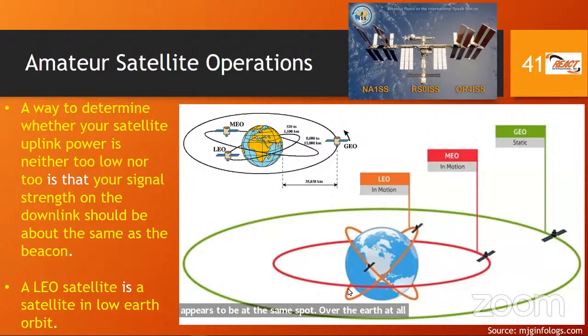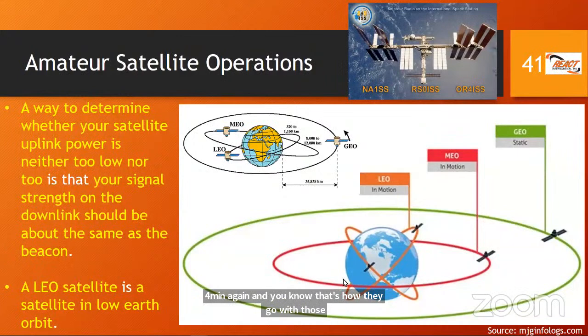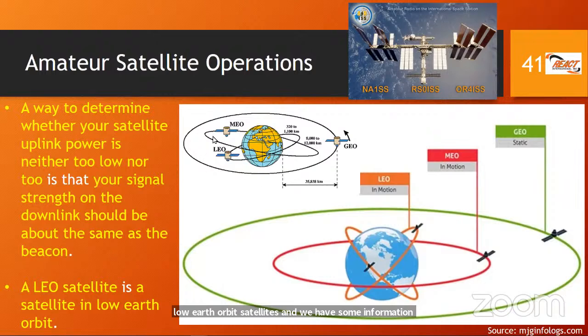All of the other satellites in LEOs, they actually move. So the ISS is always constantly moving relative to the Earth. You will always see it coming overhead for a couple of minutes and then going past the horizon, and maybe several hours later it'll come overhead for about 3-4 minutes again, and that's how they go with those low Earth orbit satellites. And we have some information here as to the difference between LEO, MEO, and GEO, which is low Earth orbit, medium, and of course geostationary. Extra information for you. For the exam, we need to know simply that a LEO satellite is a satellite in low Earth orbit, and that's what LEO stands for.